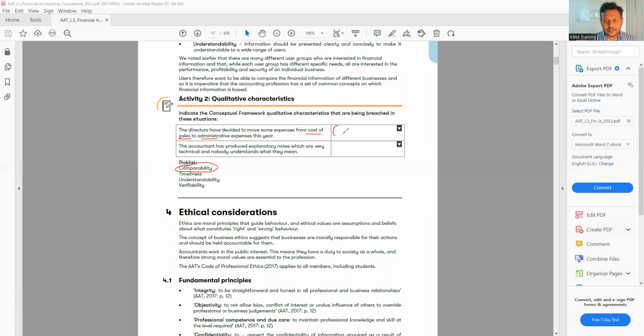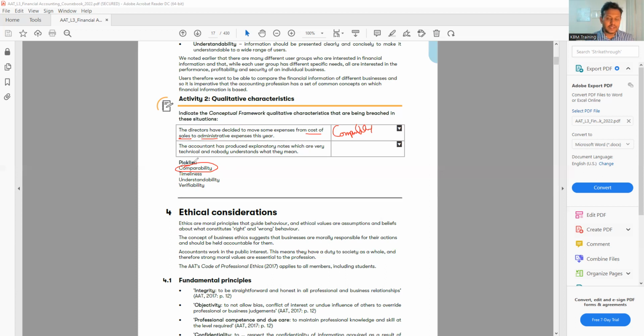Comparability. Because before maybe the admin cost was low, now it will be higher, so that will be an issue with the comparability. And the cost of sales maybe last year was higher, this year is lower because you're moving the cost of sales to the admin cost, so that's why it will be an issue with the comparability.